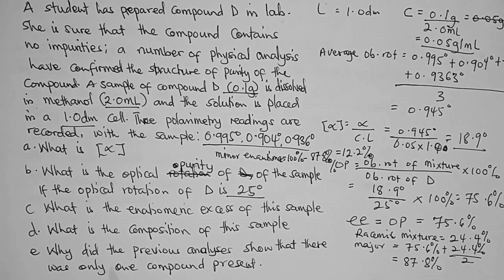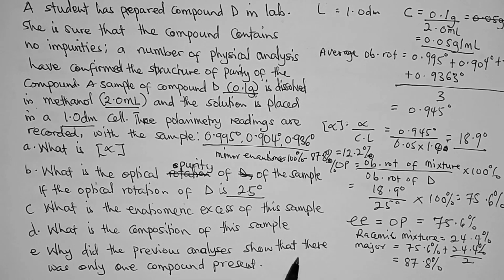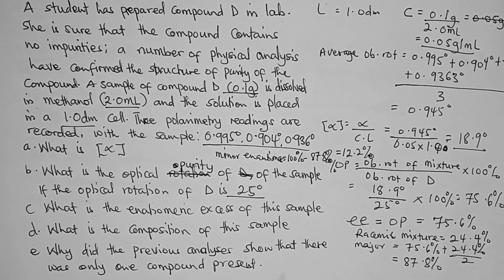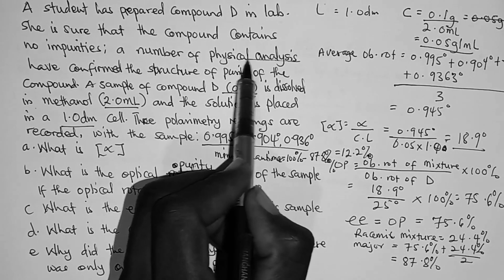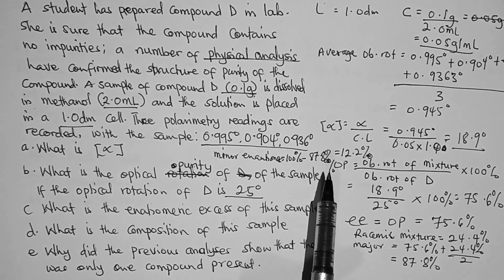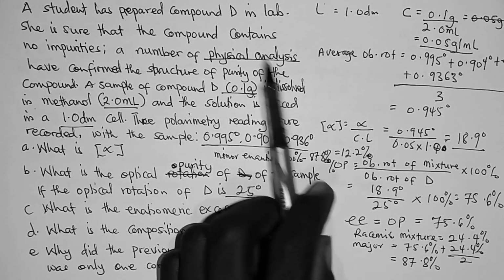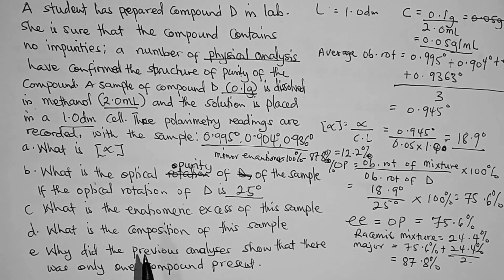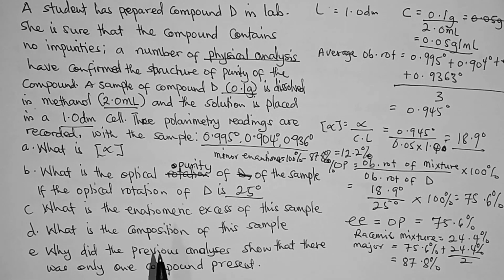And then the last part of the question says, E. Why did the previous analysis show that there was only one compound present? The reason is because enantiomers differ in how they interact with plane polarized light and not in any other physical property. Because the question says that she did a physical analysis. You don't use physical analysis to determine the enantiomers present in a compound except you do polarimetry, or you determine the optical rotation of the compound.